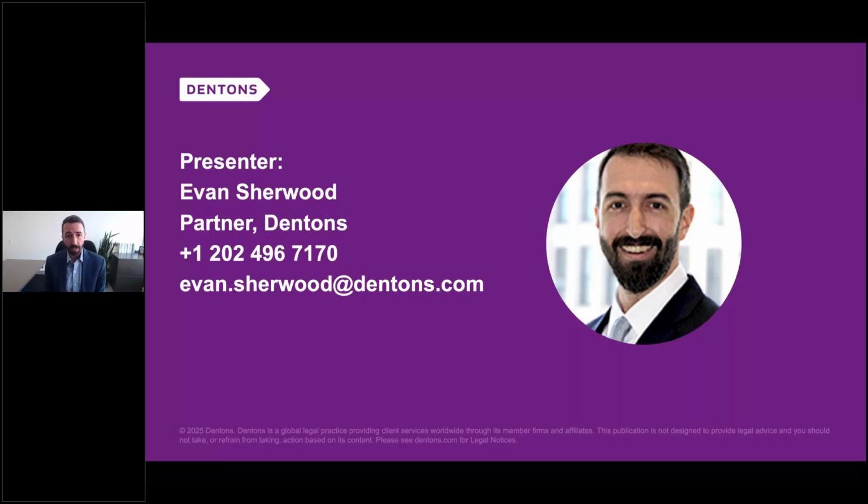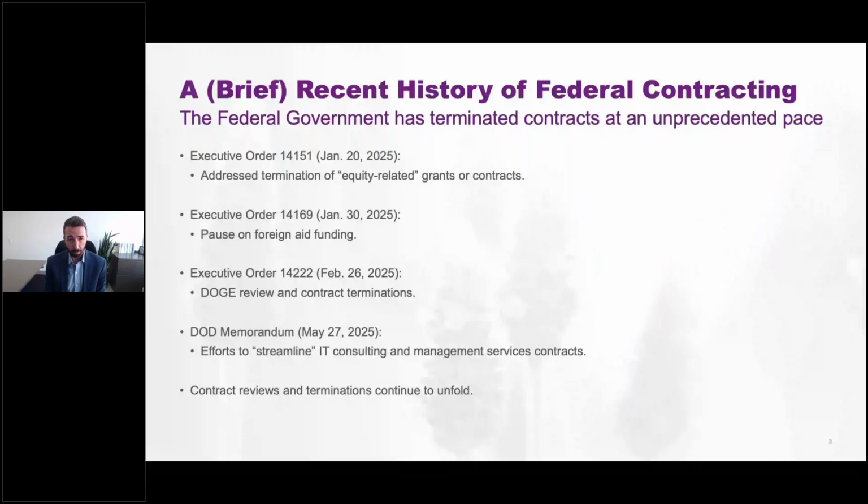The topic today is federal contract terminations, which is, of course, a very timely topic you've probably read about in the news, because the federal government has been terminating contracts at a rate that just really has not been seen, and it's a sort of policy-driven effort from very high levels of government to take a hard look at existing contracts and the need for particular contracts. And there have been executive orders starting right at the beginning of the administration directing termination of certain kinds of contracts, as well as grants and cooperative agreements, and directing reviews.